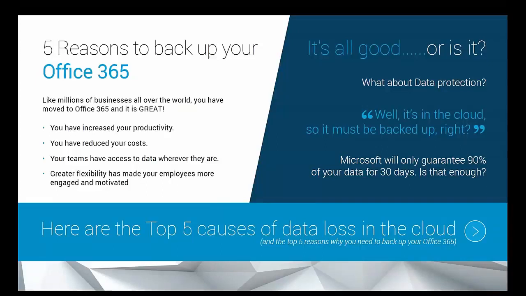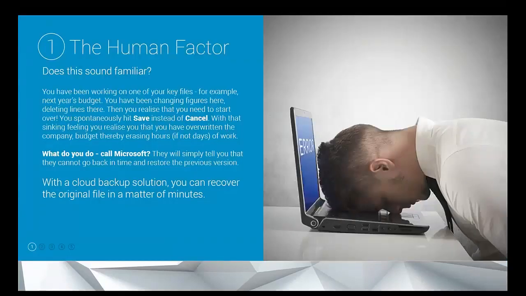So there's some key things here to think about. You've obviously got the flexibility with geographical high availability. There's a lot of resiliency built into these services. But there's still a lot of data loss that's happening in the cloud. So there's obviously the human factor. You've been working on something, you forget to save it, or something's gone wrong. We actually want to roll back to before that problem happened.